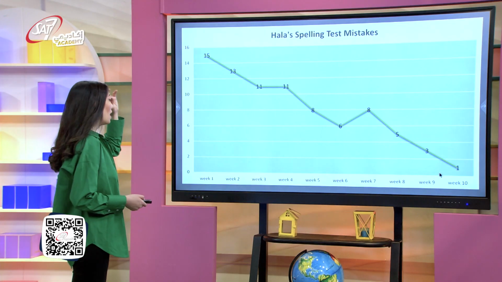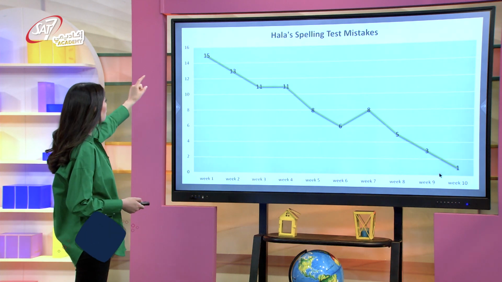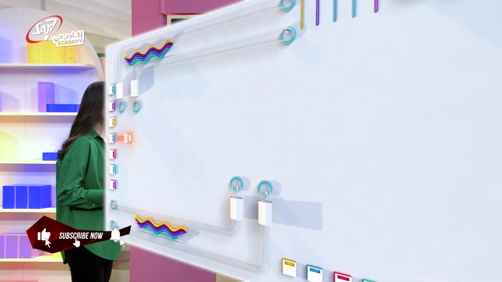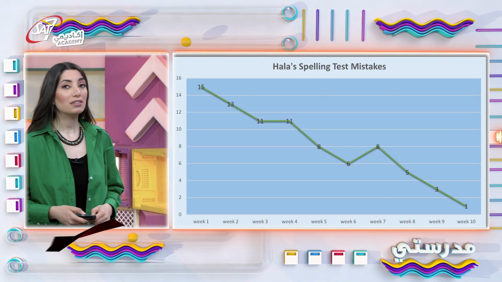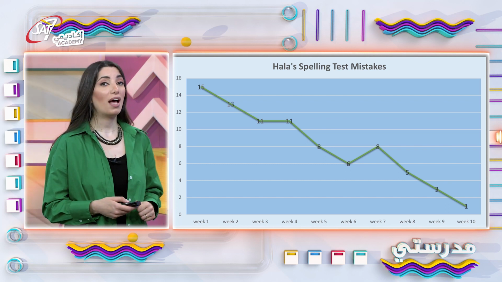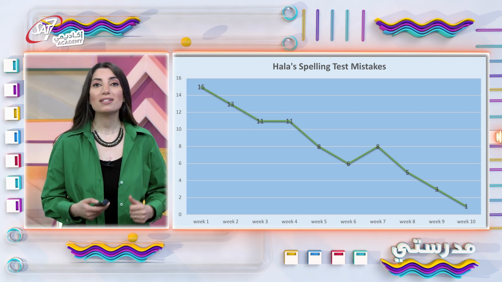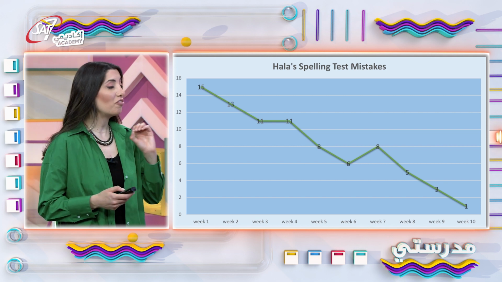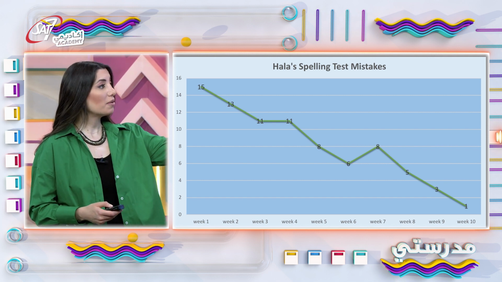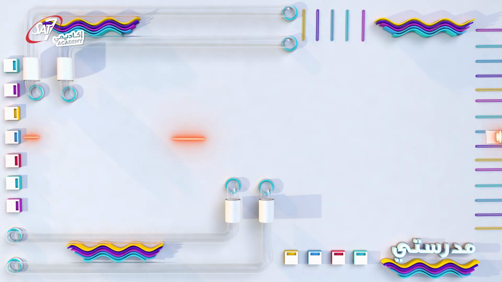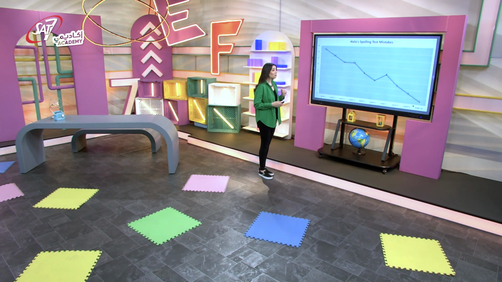For example, I noticed that Hala made 15 mistakes during the first spelling test on the first week. That's a lot. I noticed that on week 2, Hala made 13 mistakes. I noticed that on week 6, Hala made 6 mistakes. I noticed that Hala had the same number of mistakes on weeks 3 and 4, 11 mistakes. I noticed that the least number of mistakes is 1, and that happened on week 10.